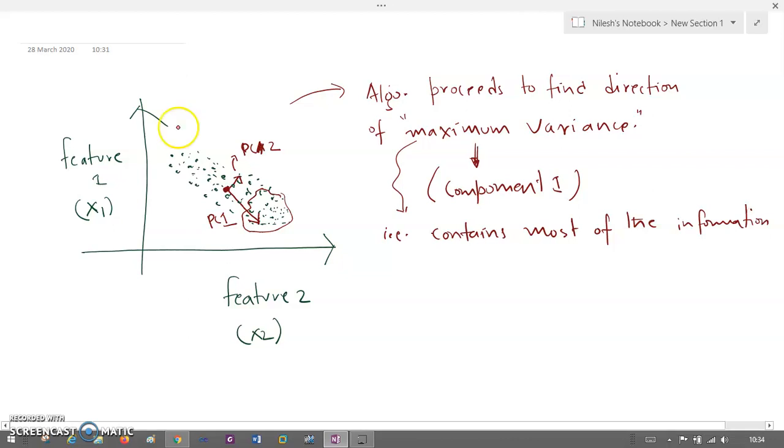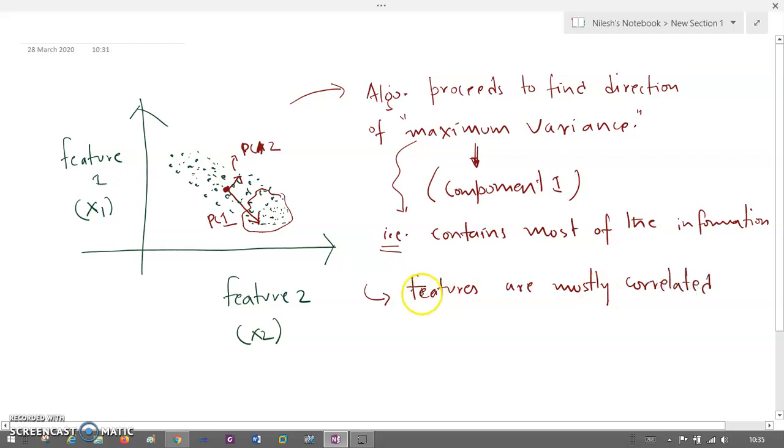Now it also concludes that it's not only the information, it also means that the features here, whatever features we have here, are mostly correlated with each other. Okay, this is also important. Not only do they have higher information, but also the features in that area are very much correlated with each other. Okay, this is the first step, I can say. Let me just also put it over here. This is the first step.